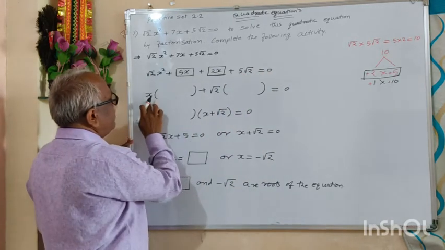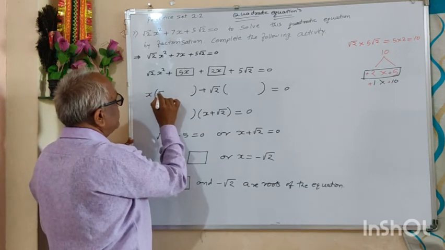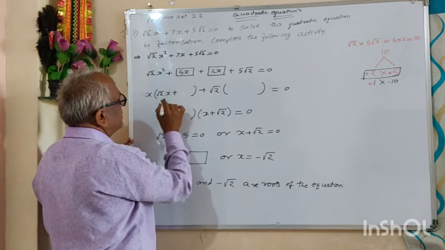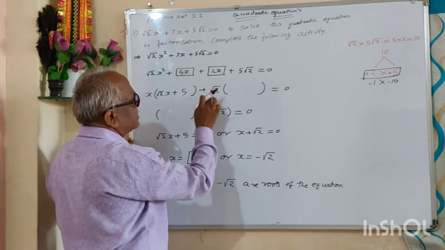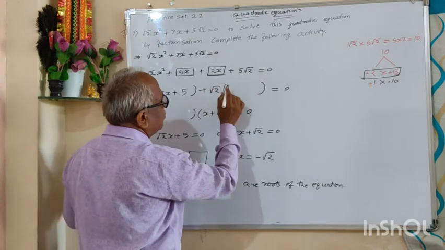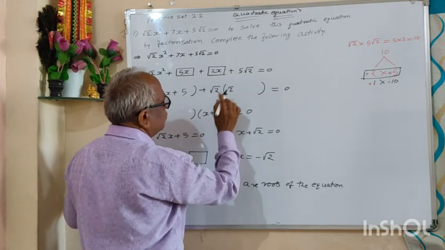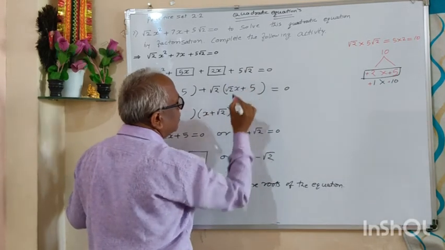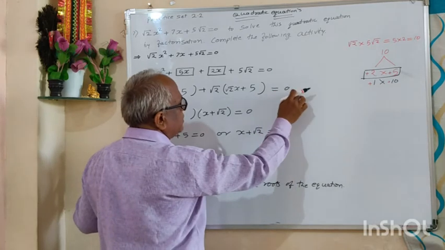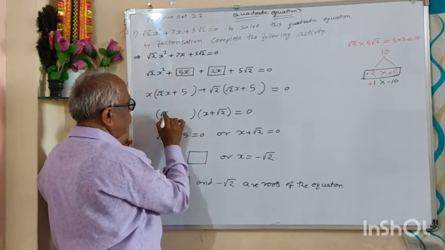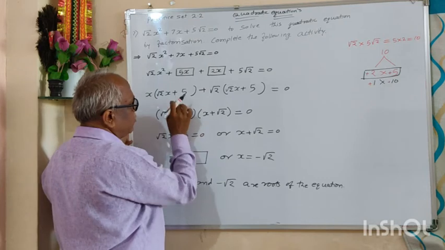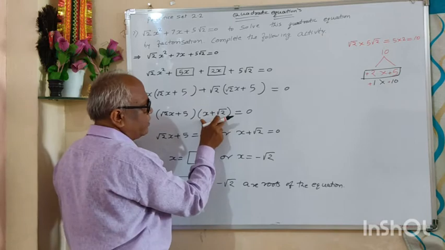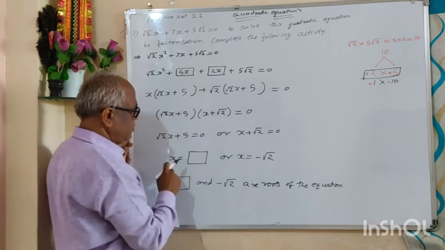Now from this, x we have taken common. Here remains root 2, and here x plus 5, plus root 2 we have taken common. Root 2 into root 2, that is 2, and this x plus, from this root 2 we have taken common 5, bracket complete, is equal to 0. Now root 2 x plus 5, this is a common bracket. Now the remaining term x plus root 2 we have taken in the other bracket is equal to 0.